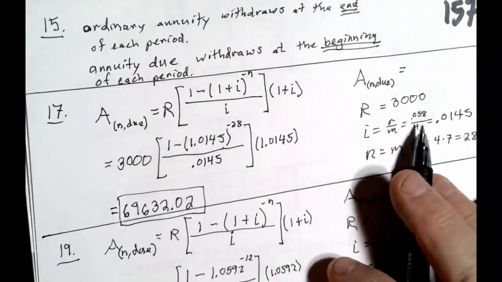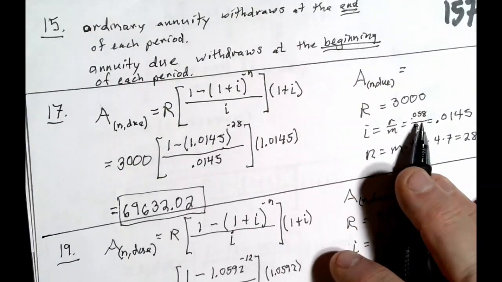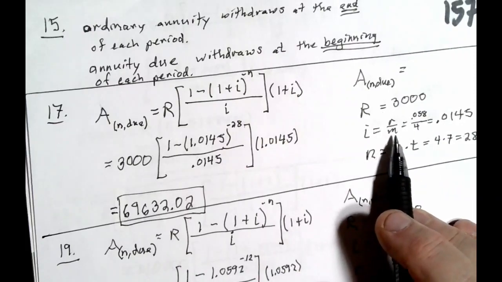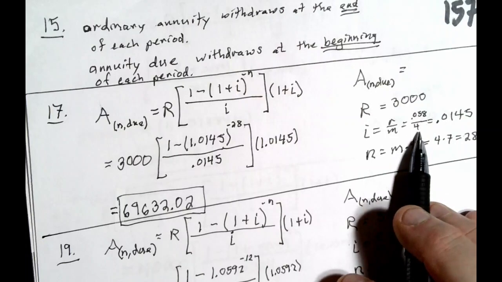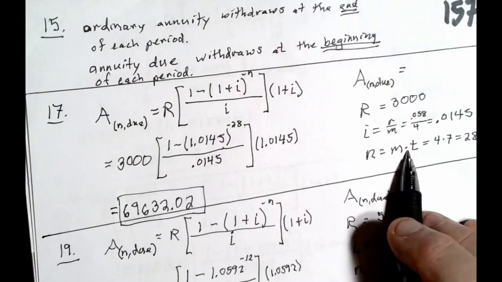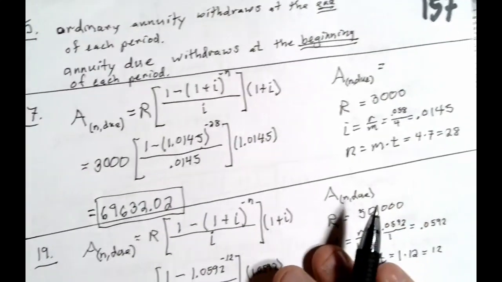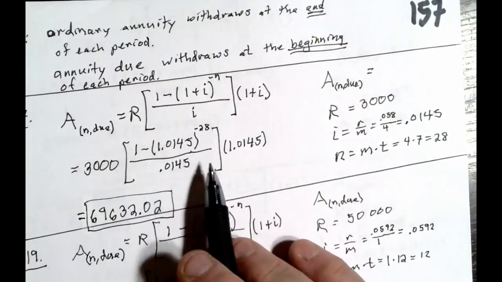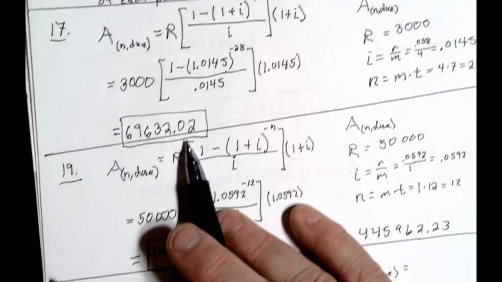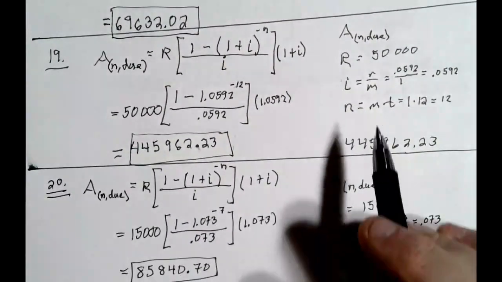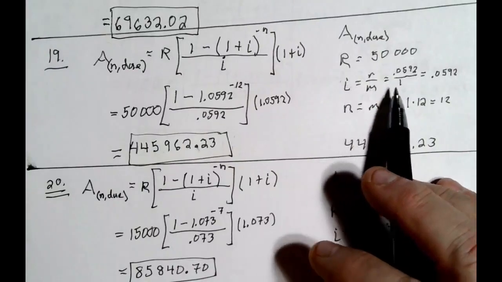If it pays 3,000 at the beginning of each quarter, so you know it's due. 5.8% quarterly, so 0.058 over 4. Quarterly is 4, T is 7, so you get 28 there. Plug in everything that you know, crunch it down very carefully, and you get 69,632.02.